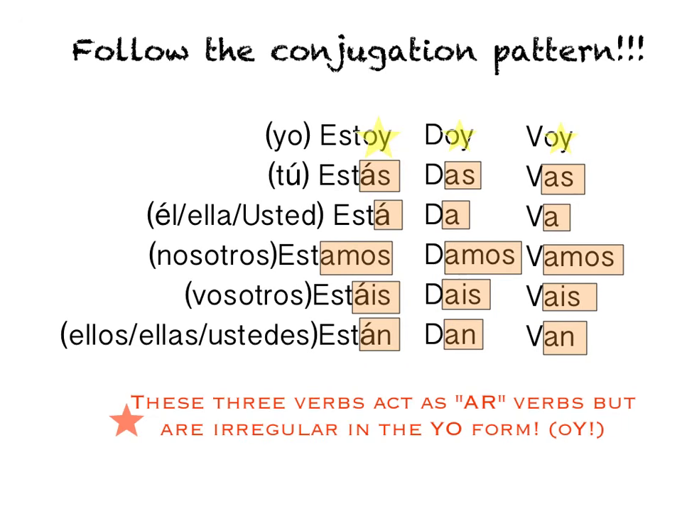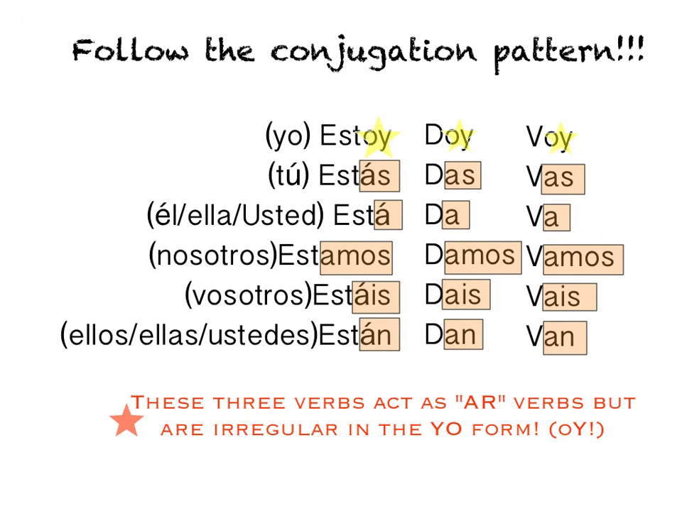The good news is these three verbs follow a pattern. They're very similar to AR verbs in the present tense, but they have a special yo form. They end in OY instead of in just O. OY: estoy, doy, voy. But then you can see that the pattern is pretty much the same. So we have as, a, amos, áis, an for all of them. Estoy, estás, está, estamos, estáis, están.